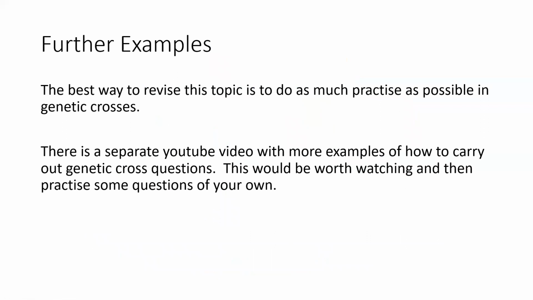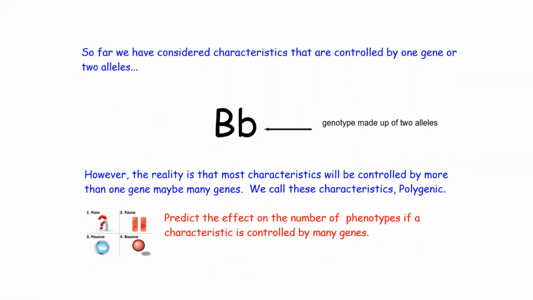The last little section of this video, though, is just to keep in mind that everything that we have talked about here is characteristics that are controlled by one gene. But the reality is that most characteristics are controlled by more than one gene, and we call them polygenic. These are the ones that show continuous variation, like height, weight, that kind of thing, skin color.